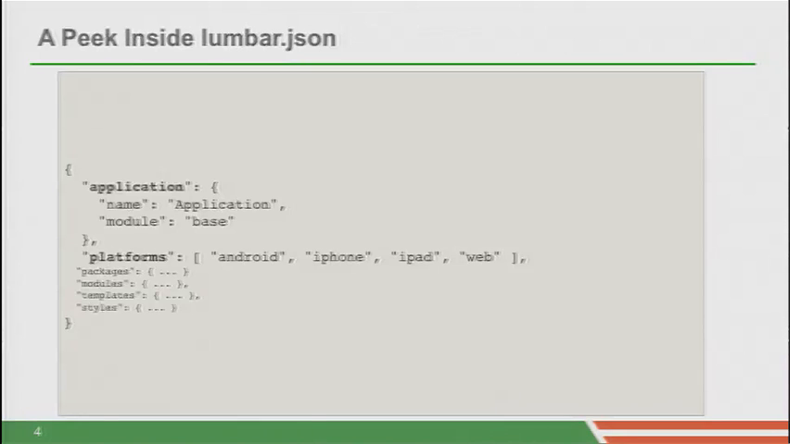Well, here's kind of a dive into the lumbar.json, and it's so big that I couldn't adequately fit it on a slide. So what I'm doing is focusing on an individual section at a time. In this case, I'm focusing on two sections because I had enough room to do so. I've got an application. The application's name is application. In the example I'm going to show you in a minute, it's called S2GX.